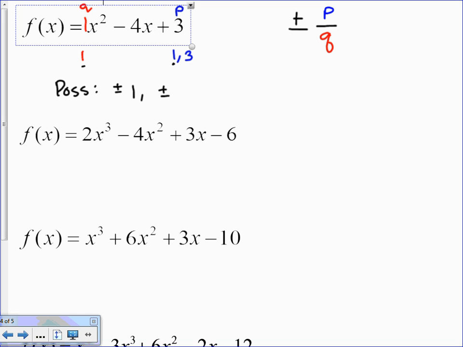Other possible solutions, I got to use up all my factors on my constant. So I've got to come here and grab that 3 and take my P over Q again. So 3 over 1 is 3. And I just made a list of possible rational solutions, plus or minus 1 and plus or minus 3. Now tell me, how many possible solutions are in my list? 4. I've got 2, positive and negative 1, and then 2 again, positive and negative 3. So I have 4 possible solutions.